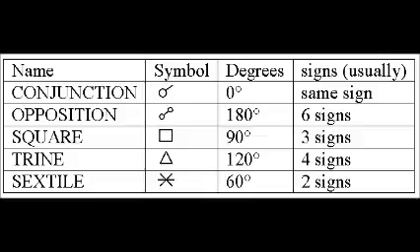And a sextile, here is the symbol for sextile. It's when two planets are 60 degrees apart, which is usually 2 signs apart from each other.